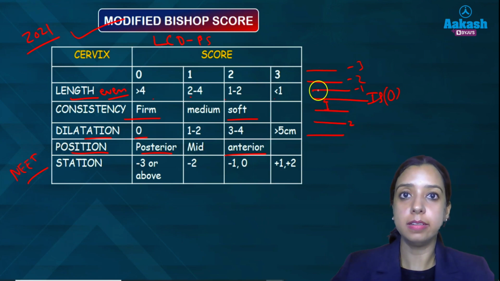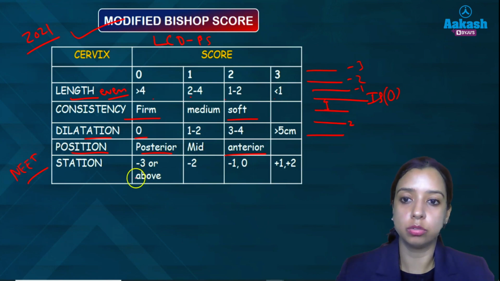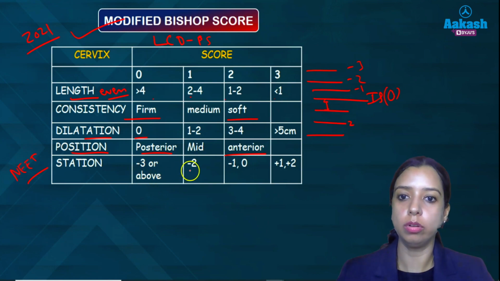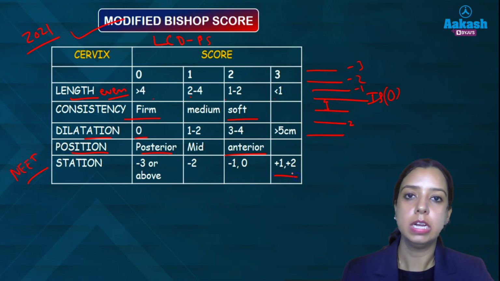If the number is in minus and higher the number, worse is the score. So -3 and above is a bad score. Then -2 is better. -1 to 0 and +1, +2 are the best score. So you have to memorize this table because calculation has come.